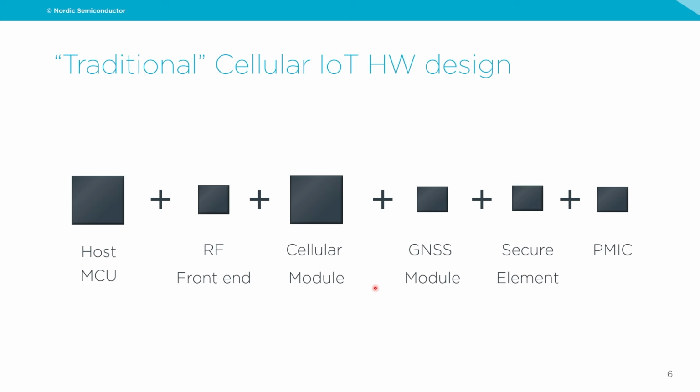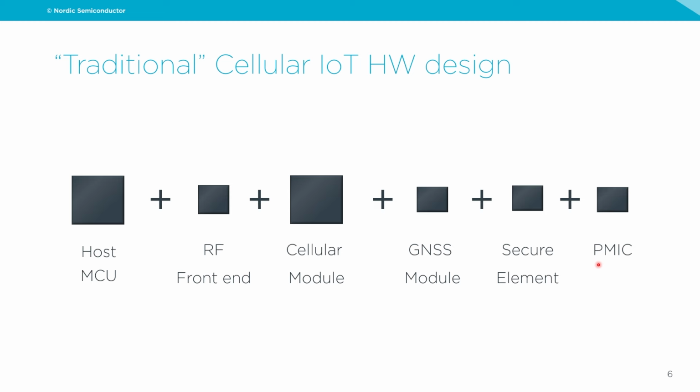Normally, how a cellular IoT device has been done, in what you might call the traditional way, is a piecemeal approach. For the cellular part, you of course have the module, and then a host MCU driving that. RF front end, and if you need location capabilities, you'll have a GNSS module on the side. For storing your security, your credentials, your keys, you'll have a secure element, and then you'll have a PMIC managing the power for all those parts.